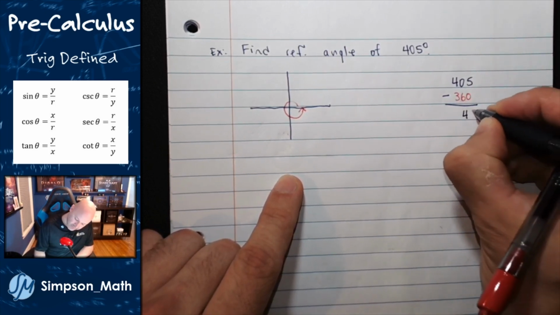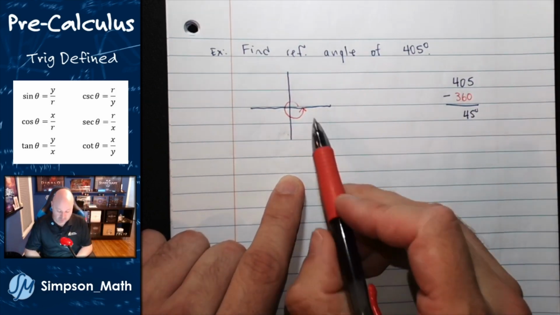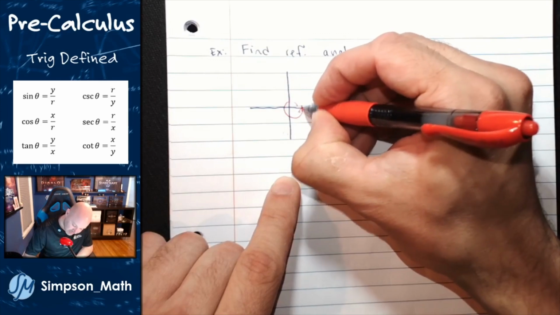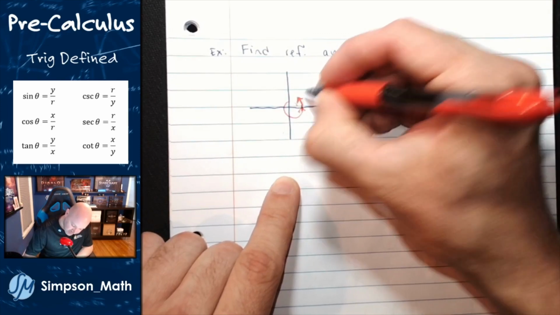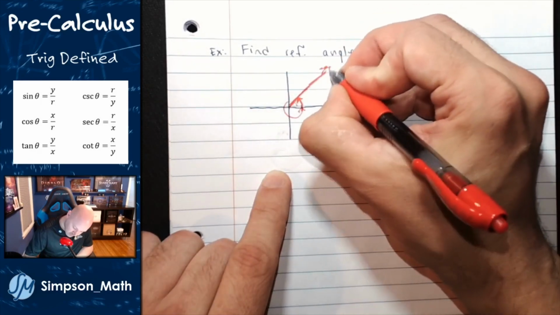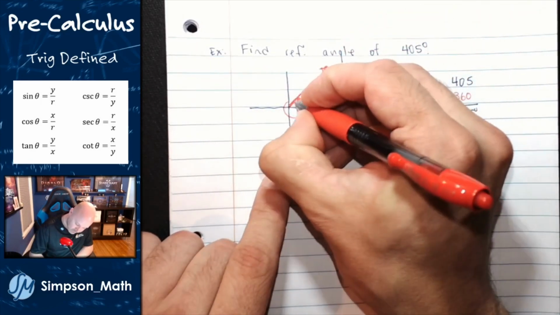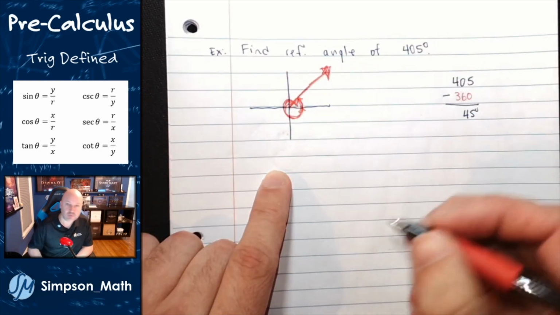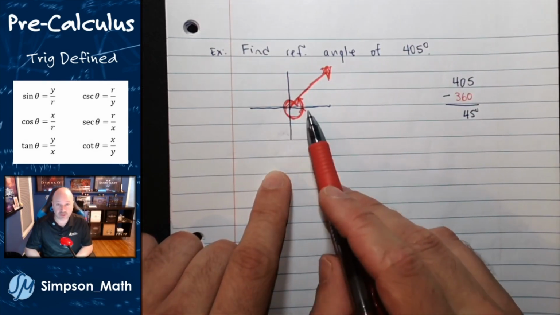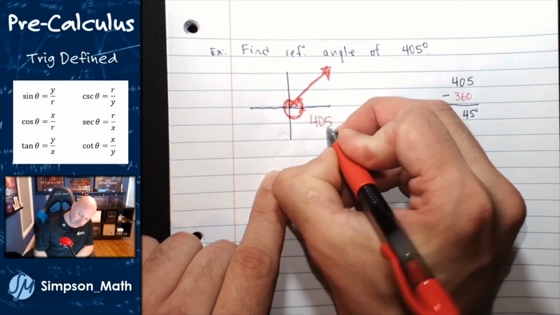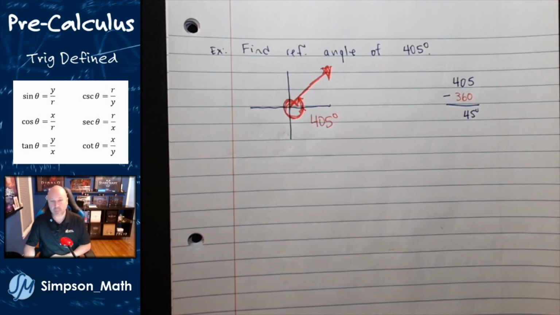Which is 45 degrees left over. So I make my full 360 plus another 45 degrees. I draw my terminal ray. It's getting kind of messy, but it's a full revolution and 45 degrees. That is a big angle of 405 degrees.